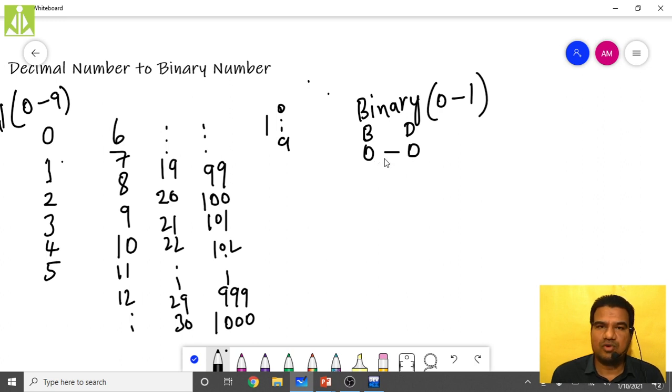Then to represent 1 as count, we use 1. In binary also 1, and in decimal also 1.